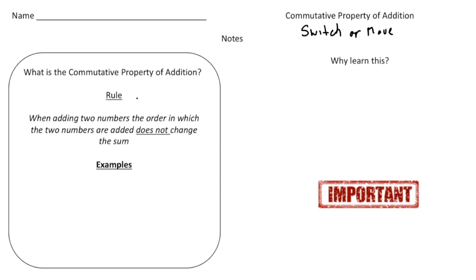And here's the rule right here. It states, okay, when adding two numbers, the order in which the two numbers are added does not change the sum. Alright? So here's an example. Let's say, for example, we have the numbers 6 plus 4. Well, we know that 6 plus 4 equals 10, right? So that's the same as if we switch the numbers around, which would be 4 plus 6.